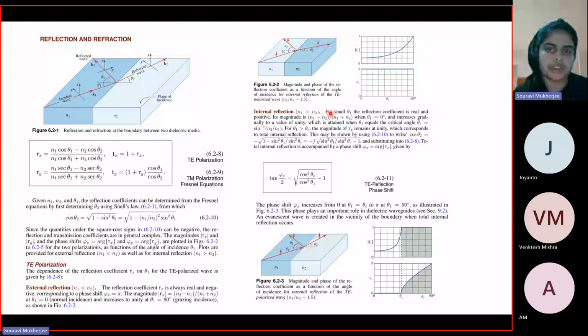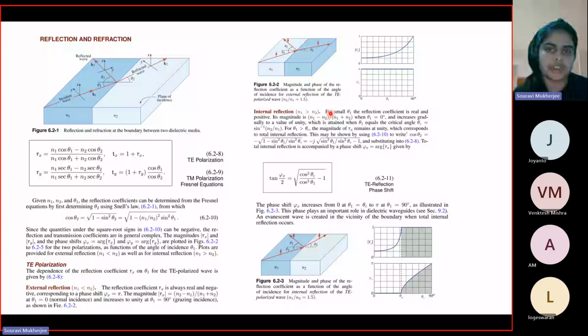So you can do similar things for TM polarized light as well. The equations then will be based on this relation. So now that we know that this is how your phase shift happens, and this is how it is related to your incident angle, we can now try to put it in our expression of the self-consistency condition, right?